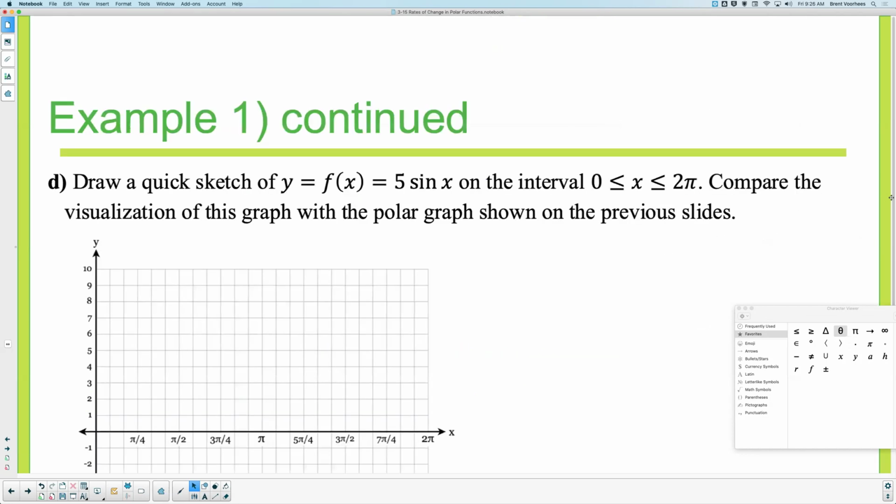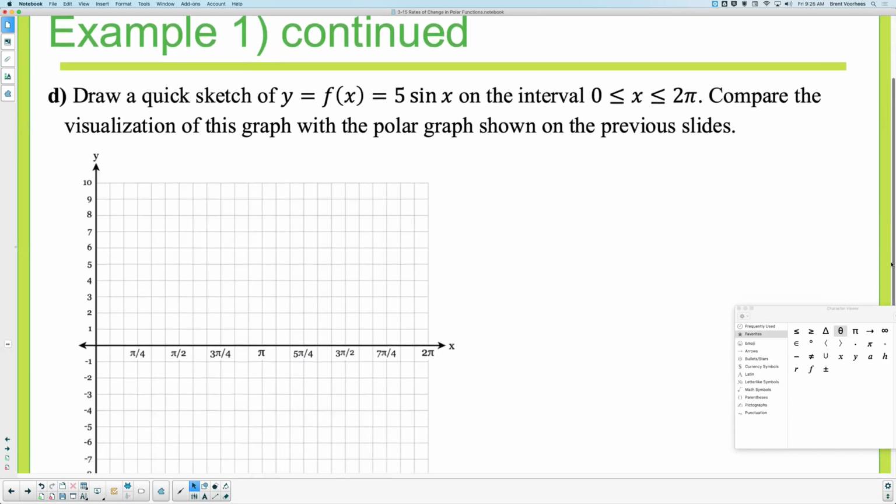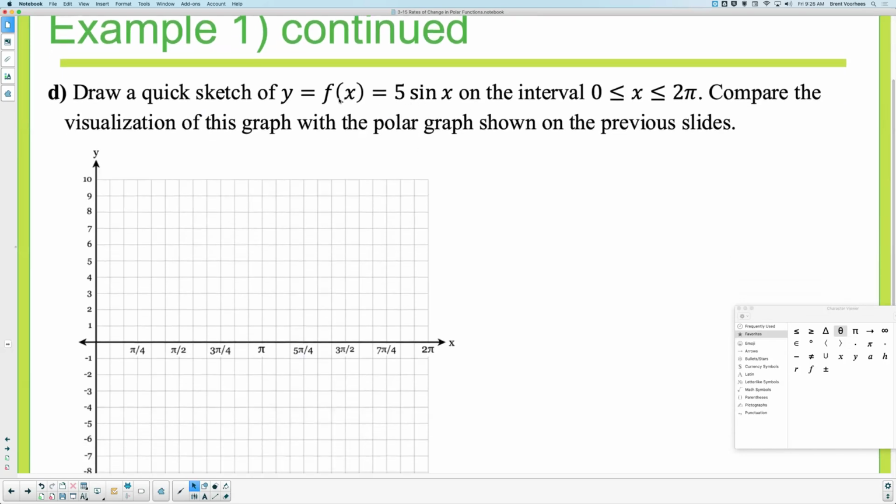So as I go on to part D, I want to graph this function. Right now on this function, what's the midline? What's the number that's all by itself in this function? That's not 5. That 5 is the amplitude. The value that's attached to the sine or cosine is your amplitude. That's how high and low your wave will go from the midline. What's the midline then? 0. Good. If it doesn't show one, the midline is 0.